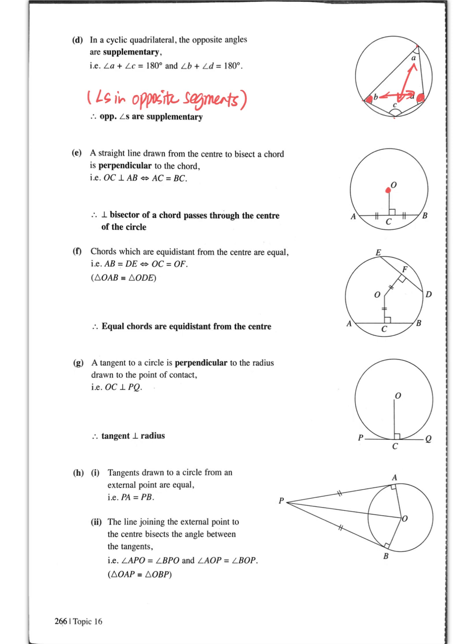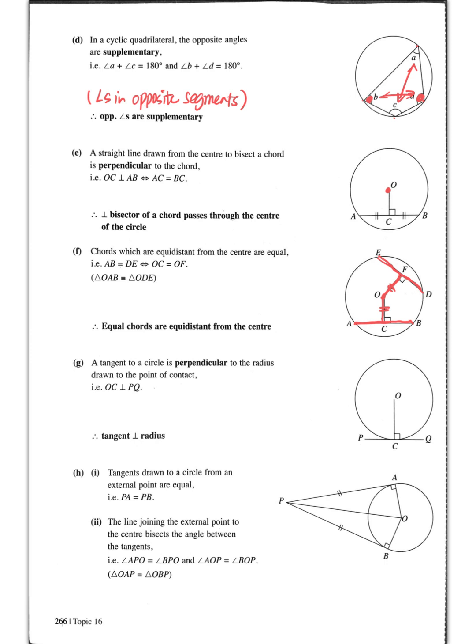Chords which are an equal distance from the center are equal. For example, you have a center of a circle here, and then you have two chords. How do you know that they are of the same length? They will be of the same length if the distances from the center of the circle to the chords are equal. If these two distances are equal, then the two chords will be equal.